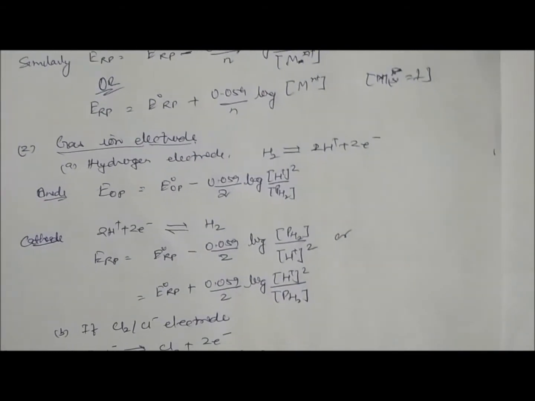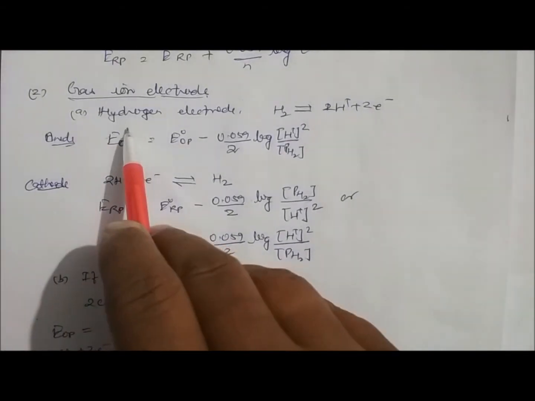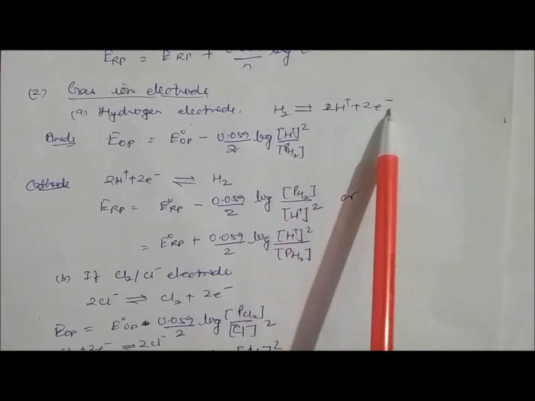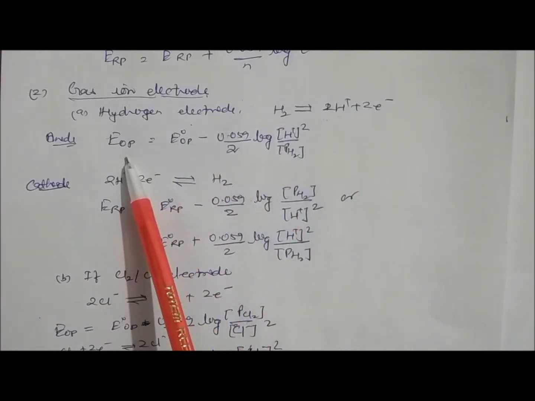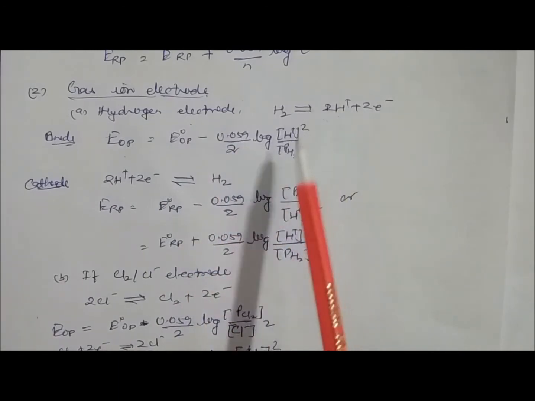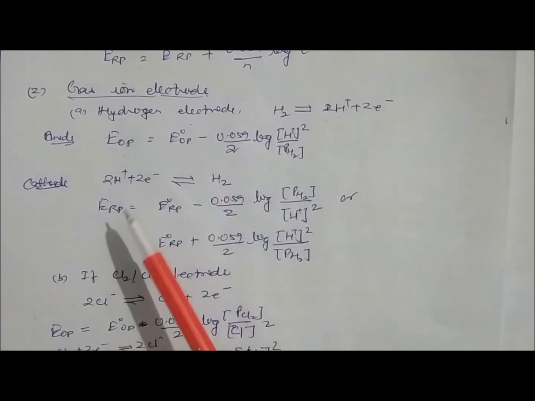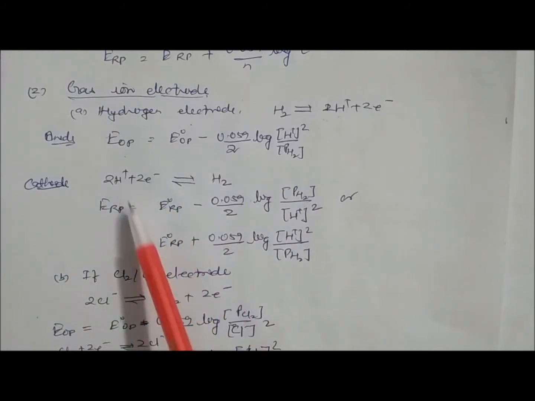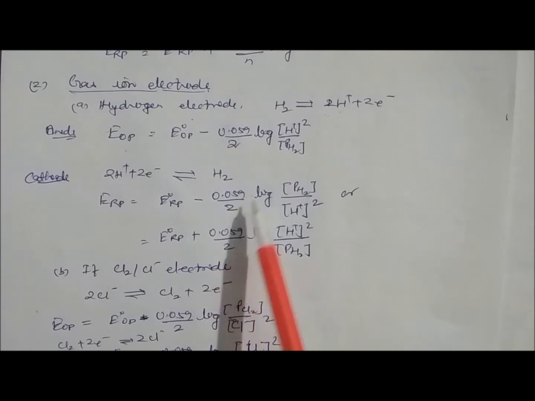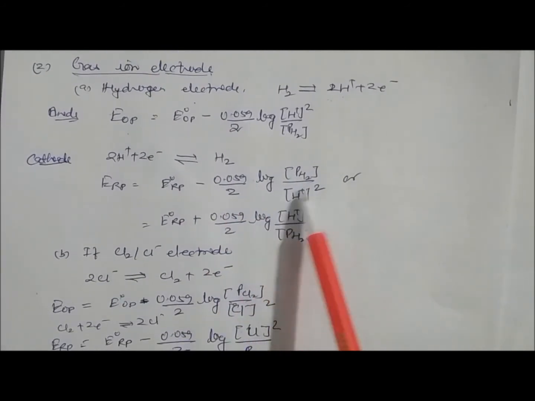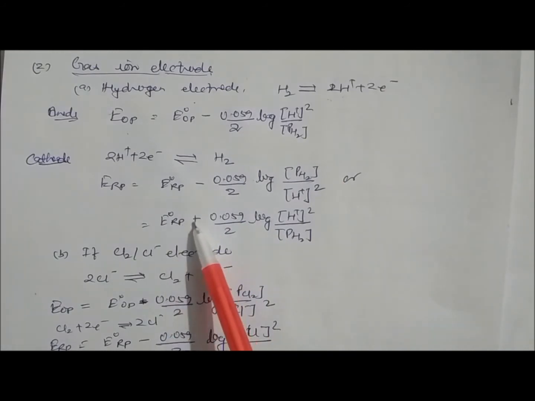Similarly, for the gas ion electrode, let us take the example of the hydrogen electrode. In this case, H2 is giving 2 electrons plus 2 hydrogen ions. So EOP will be E naught OP minus 0.059 by 2 log of H plus ion whole square over the partial pressure of hydrogen. Similarly for the cathode, it will gain electrons, so we write E naught Rp minus 0.059 by 2 log of the partial pressure of hydrogen divided by H plus whole square. Or if you want to remove the sign, it will convert to plus.